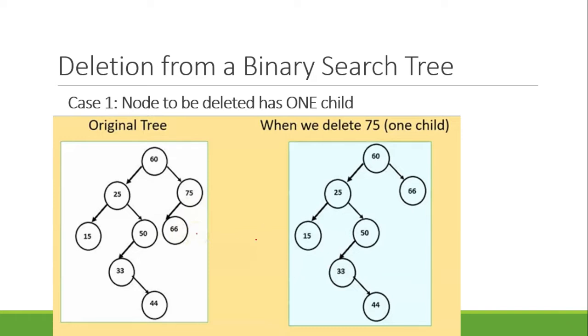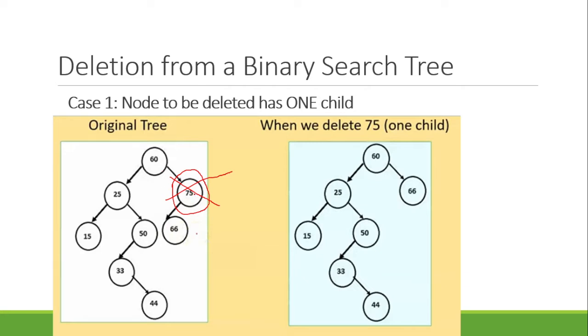Suppose that we are deleting the node 75. If the node has one child, what we have to do is delete 75 now. So after deleting 75, this 66 is now having no parent, isn't it? So after deleting 75, attach 66 to its grandparent. Who is its grandparent? Its grandparent is 60.